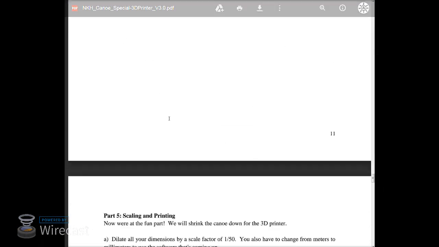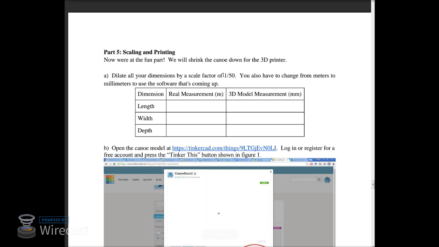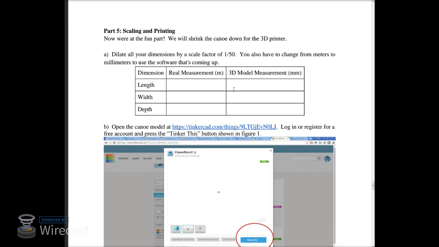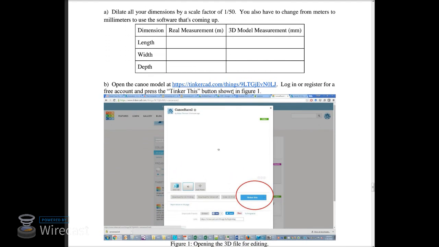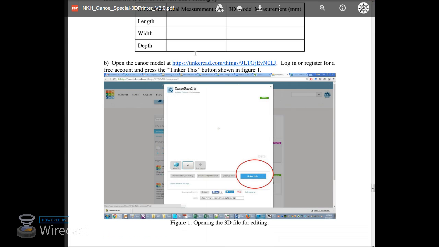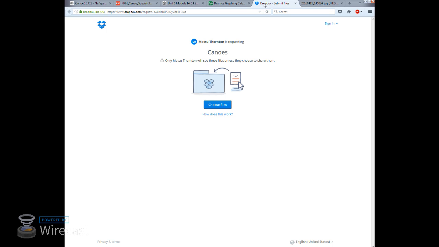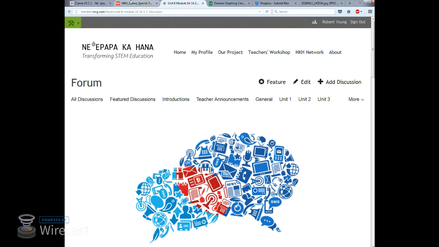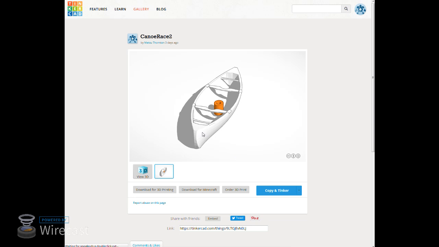Okay, so let's go to the final part of this activity. In this final part, we will be scaling down the dimensions by a scale factor of 1/50. And then at this scale, we should be able to 3D print it. So over here is a link. If you click on this link, you end up with this model, and then you sign in, make an account. So once again, if you're interested in this activity, we can come help with the implementation.